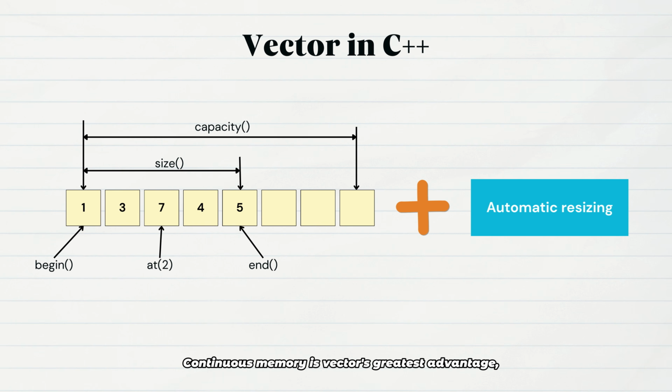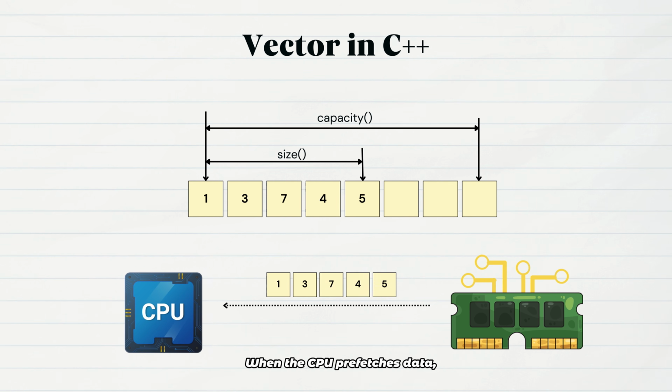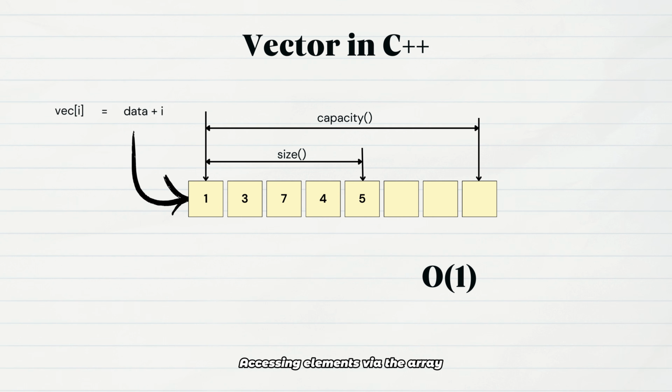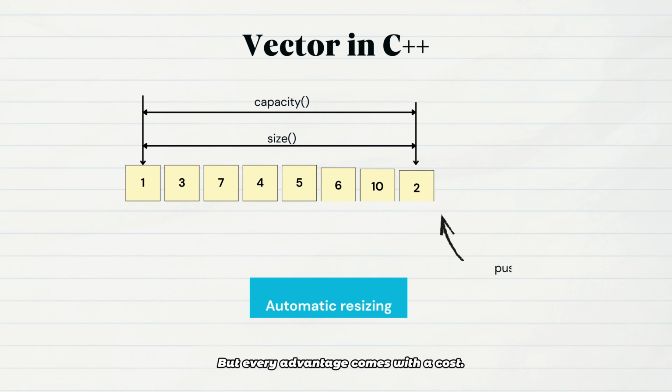Contiguous memory is vector's greatest advantage, bar none. First, it's cache-friendly. When the CPU prefetches data, contiguous memory allows it to load more relevant data at once, making traversal very fast. Second, random access is fast, with constant-time complexity. Accessing elements via the array form is essentially calculating addresses from the data pointer with no extra overhead. This excellent memory locality is also why vector is favored in scenarios demanding extreme speed, such as game engines and high-performance computing. But every advantage comes with a cost.